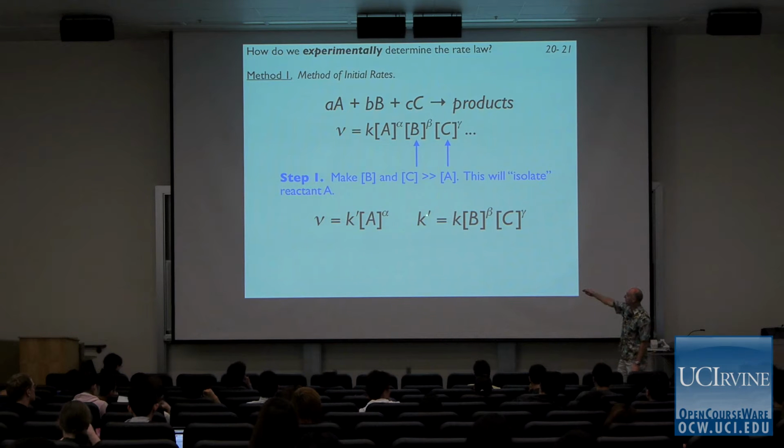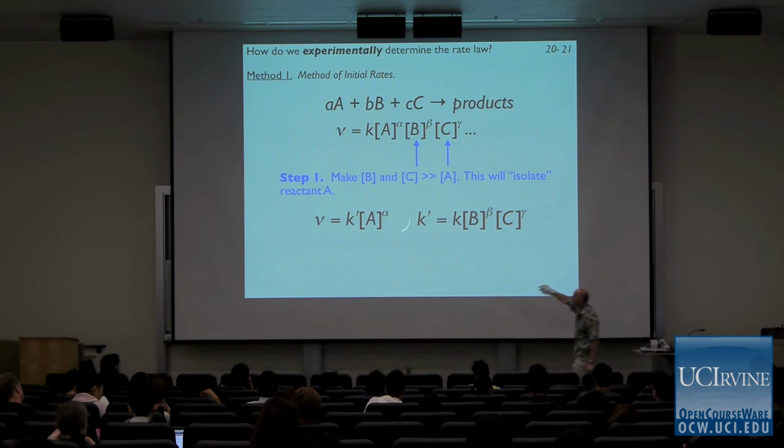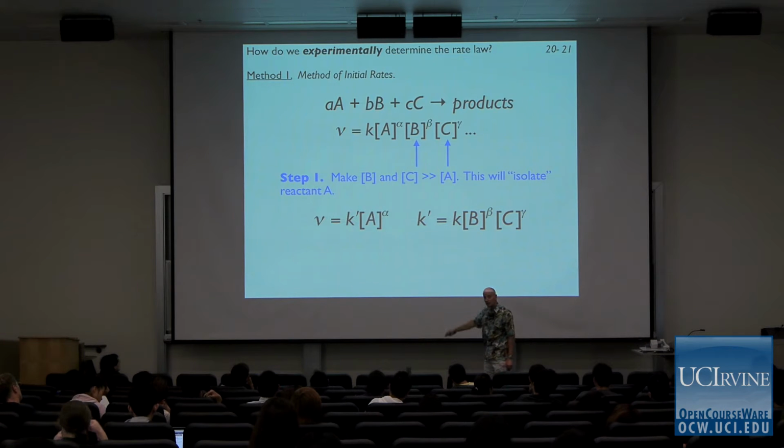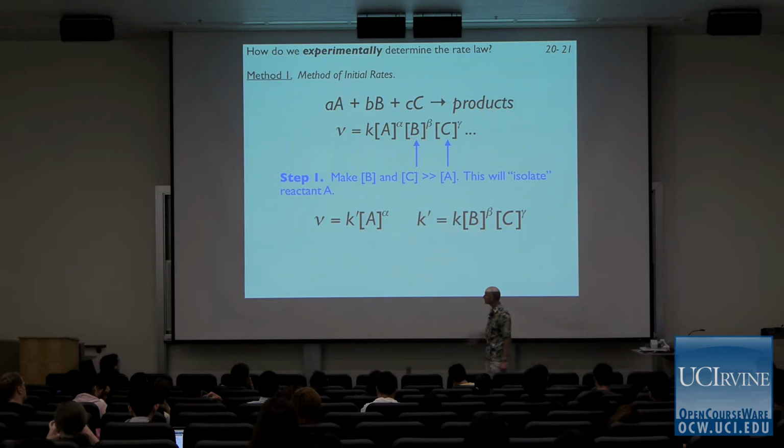Okay, so you see this, K prime. Once I make these guys big, I can roll them up together with K to form this K prime. And now my apparent reaction rate looks like this. This is my apparent differential rate equation. Okay, then what do we do?